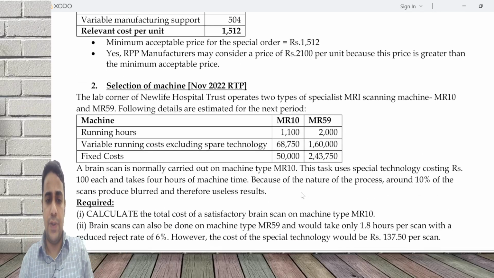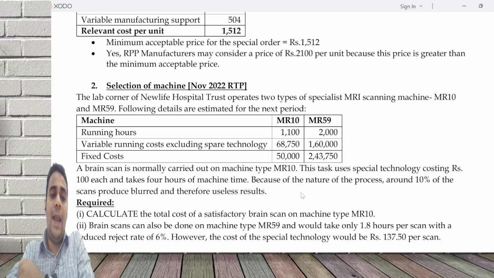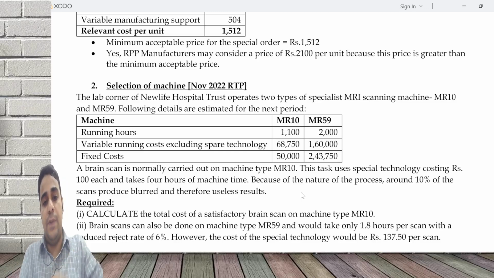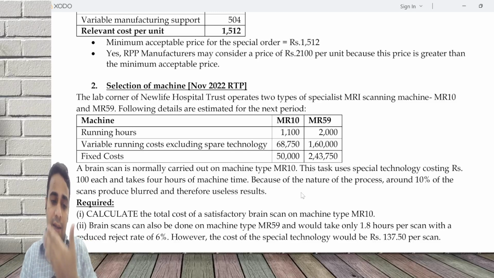Let's come to question 2. Lab corner of a New Life Hospital. Okay, you go through the question. I'll discuss once you have gone through the question.